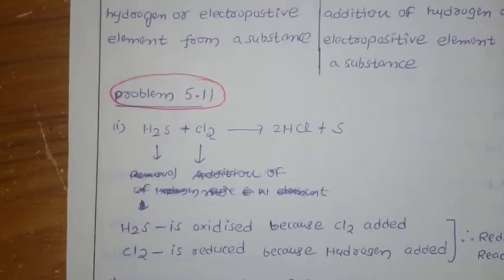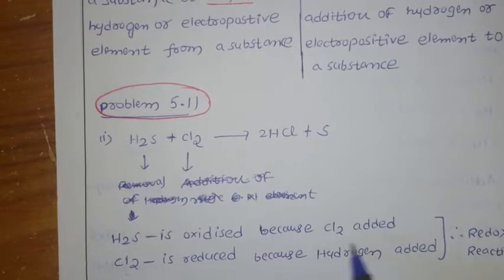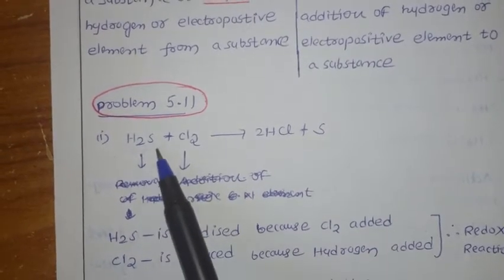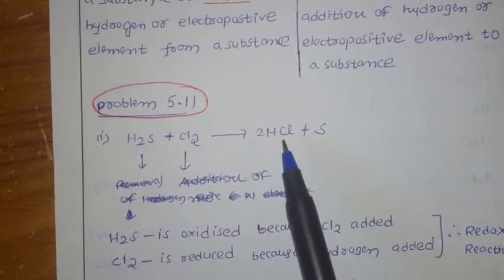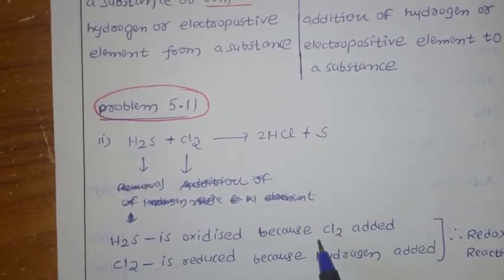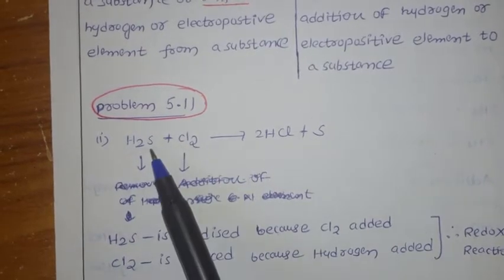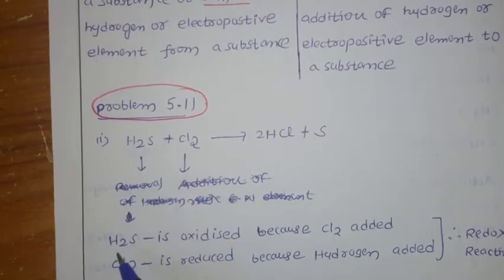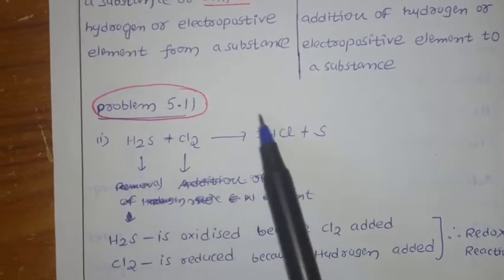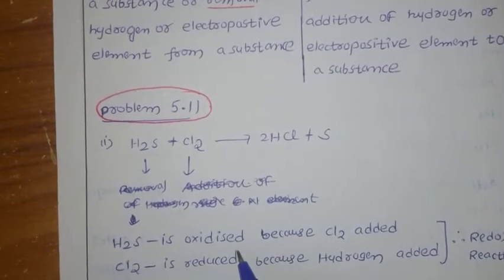So if you come to the solution, hydrogen sulfide is oxidized. Why? Because chlorine is added. Here, from here to here, hydrogen sulfide is converted into sulfur, so here chlorine is added. So it is what? Oxidized. Our definition is addition of highly electronegative element to the substance is called oxidation. So for H2S we have added the chlorine. So here hydrogen sulfide is what? Oxidized.